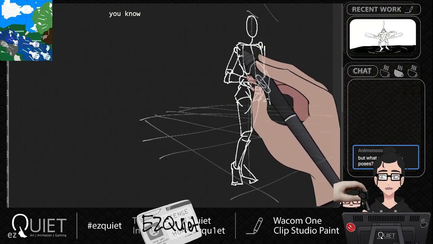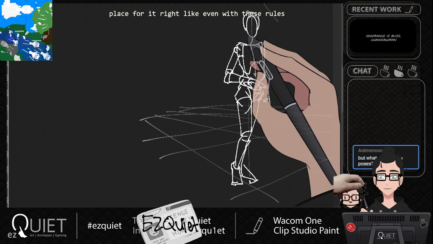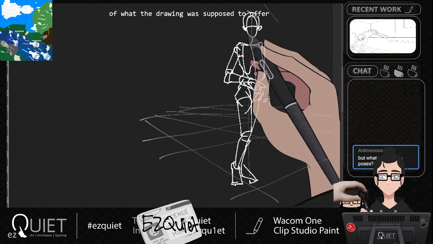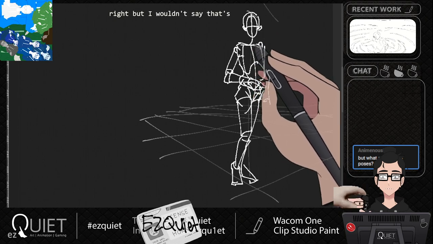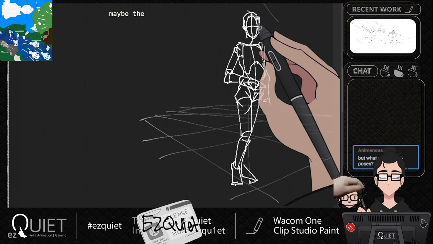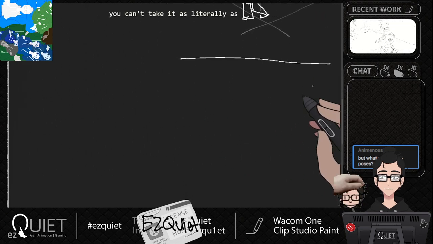I feel there's a place for it, right? Even with these rules, I would agree with him based on the context of what the drawing was supposed to offer, right? But I wouldn't say that's 100% for every single drawing in the world, right? I think that's maybe the problem with critiques. You can't take it as literally as never do this thing, ever.